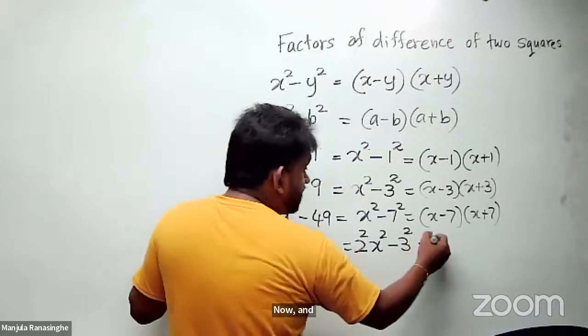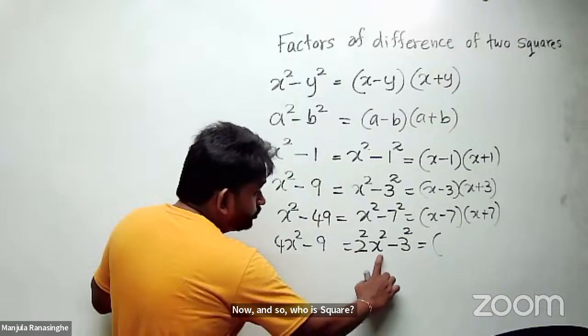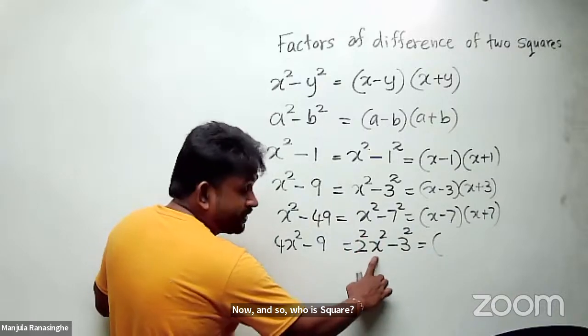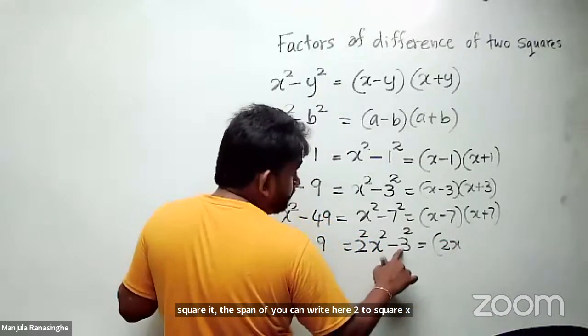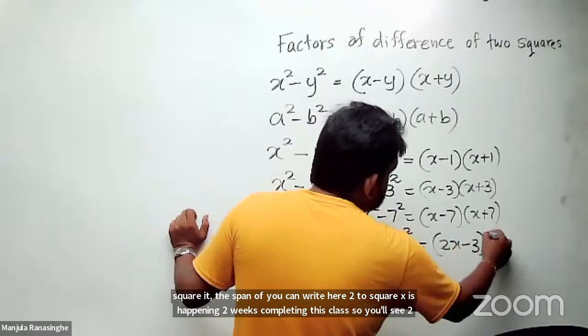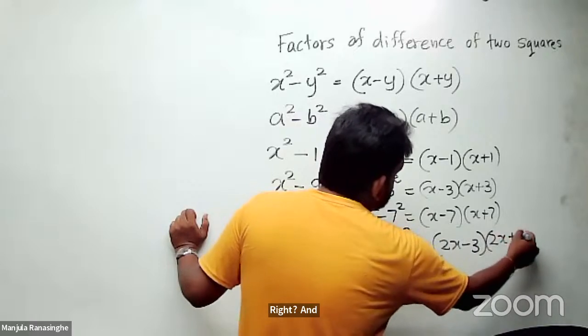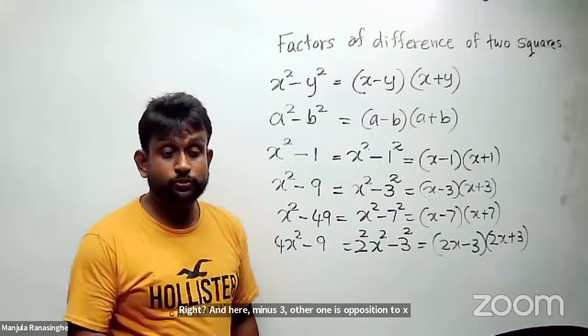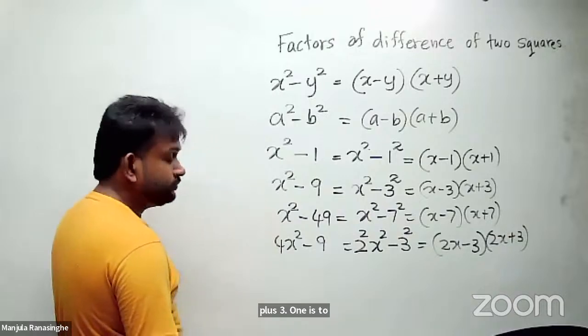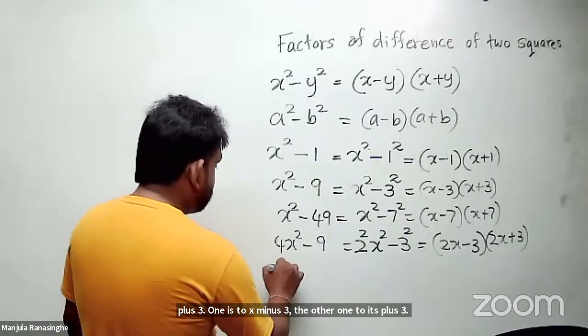So disregard the square. Now you can write here 2 squared x squared means 2x, completing the square. So you write 2x, and here minus 3. The other one is the opposite sign, 2x plus 3. One is 2x minus 3, the other one is 2x plus 3. Okay, right.